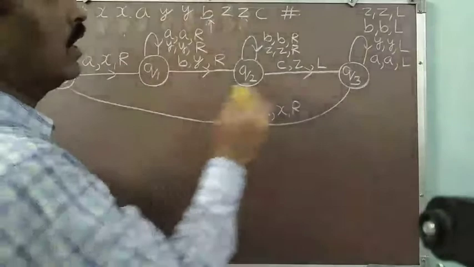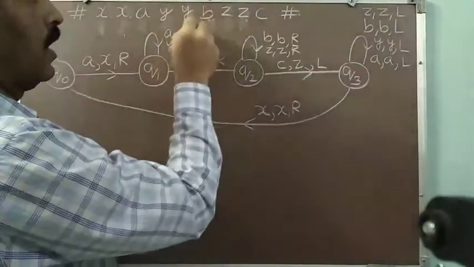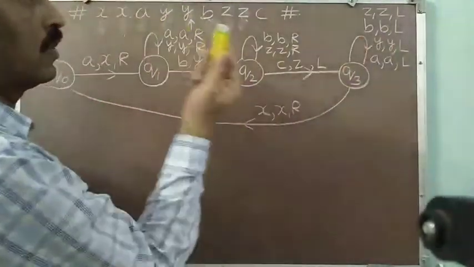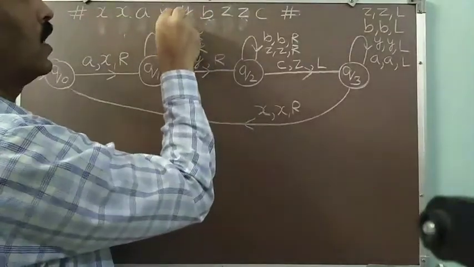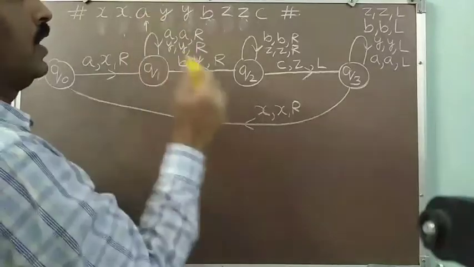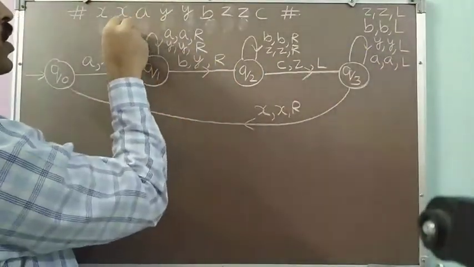Then I am getting B. So B, B, L. B I will write and I will move left. Then I am getting Y. So Y, Y, L. Whatever Y I get, I will write Y and move left. Then A, L. A I will write and move one position left.